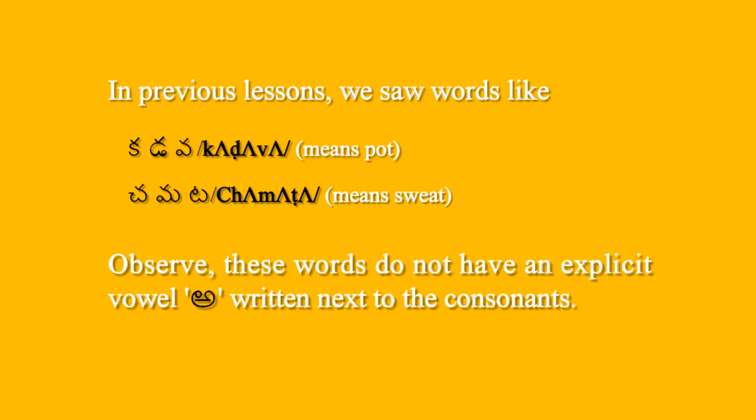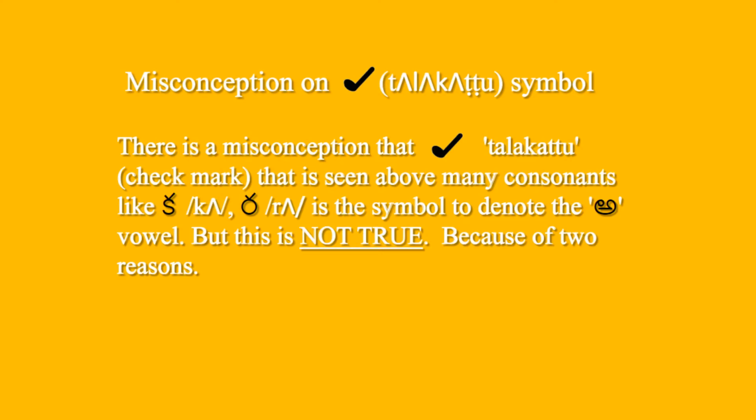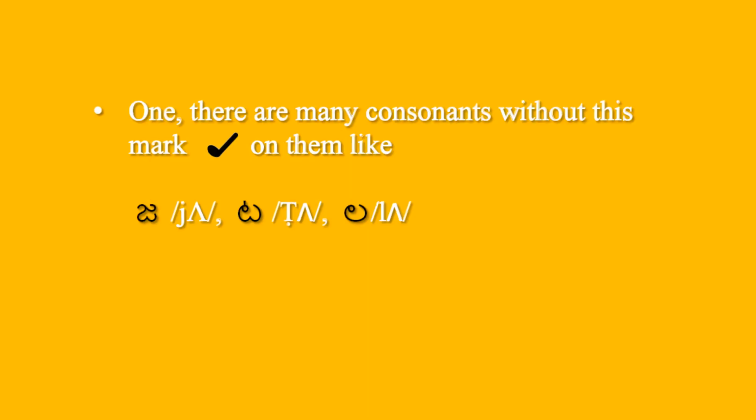Each of these consonants has the A sound in them, but there is a misconception that the checkmark-like symbol on the consonants is regarded as the symbol for the A sound. But the fact that there are consonants without this checkmark, which is called talakattu, proves that it is incorrect. Like the consonants that we just saw, ta did not have any talakattu.